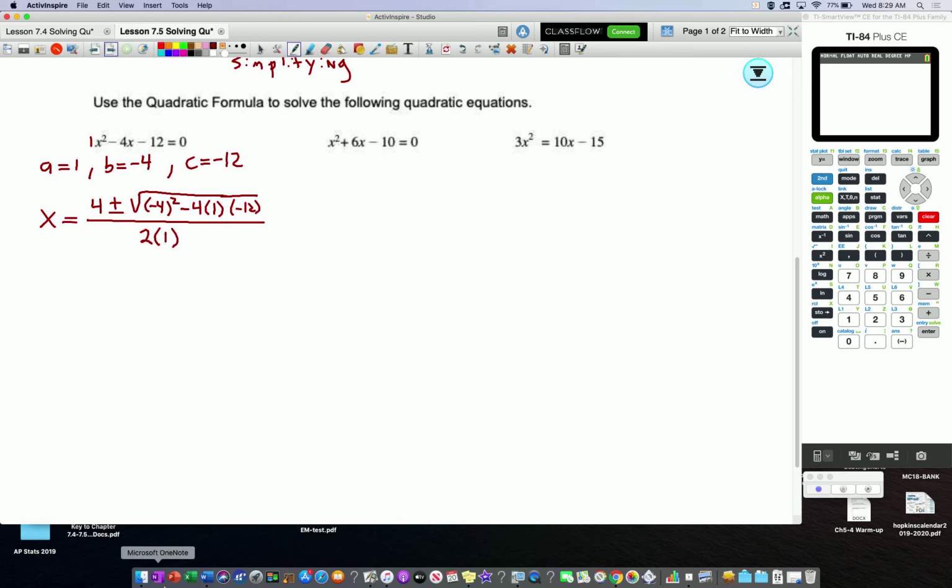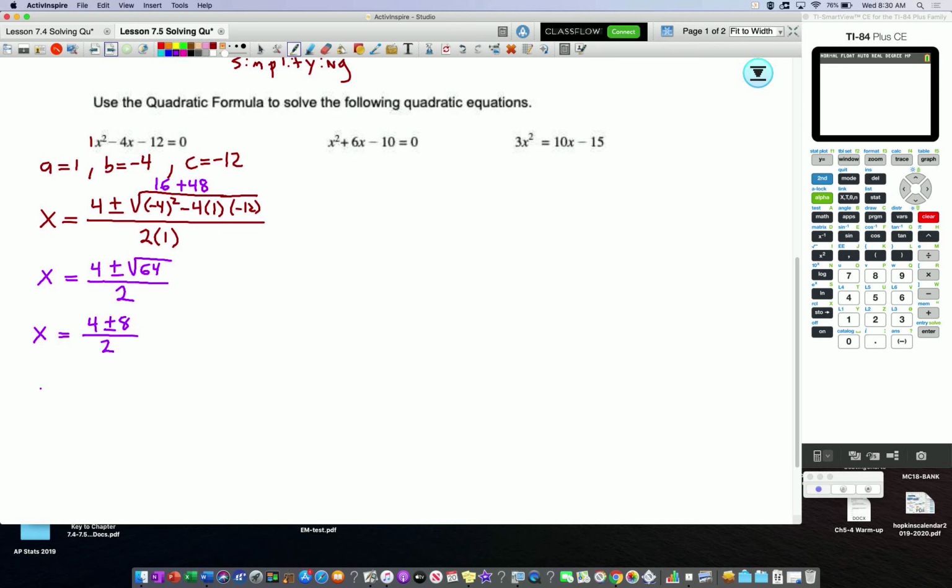When I do this, I try to be extra careful, so I take it in steps. Negative 4 squared is positive 16. Negative 4 times 1 times negative 12 is positive 48. 16 and 48 make 64. So now I have 4 plus or minus the square root of 64, all over 2. The square root of 64 I know is 8. So I have 4 plus or minus 8 all over 2.